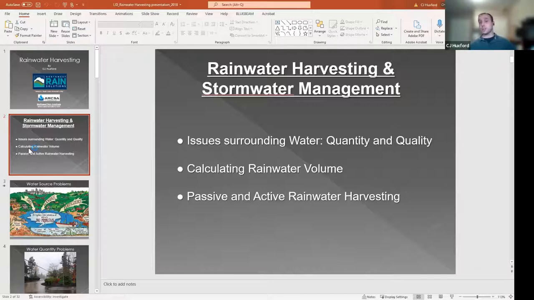And then we're going to touch on the difference between passive rainwater harvesting and active rainwater harvesting, what the differences are, and how we approach that and what we're looking at when we're discussing that in relation to water quantity and water quality issues.